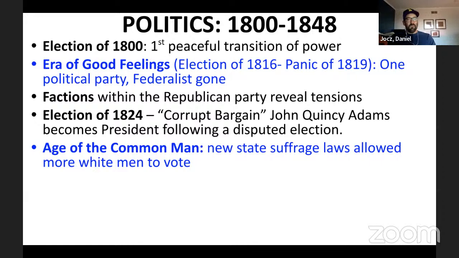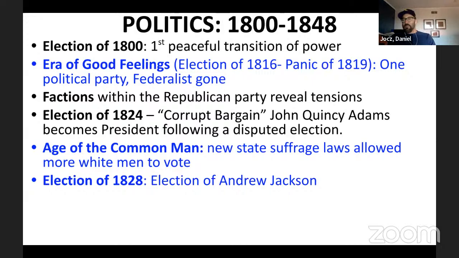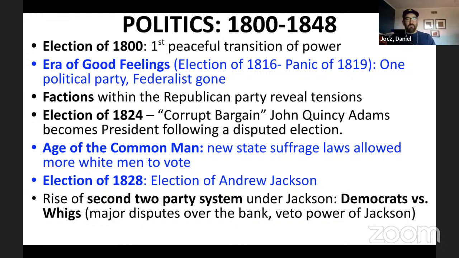And so in 1828, you're going to see the election of Andrew Jackson, which will eventually lead to the second two-party system, where you're going to have Democrats versus Whigs. A lot of this is going to be about Jackson's role as president, disputes over the bank, and veto powers that Jackson was using more so than previous presidents. That's some of the greatest hits of politics.